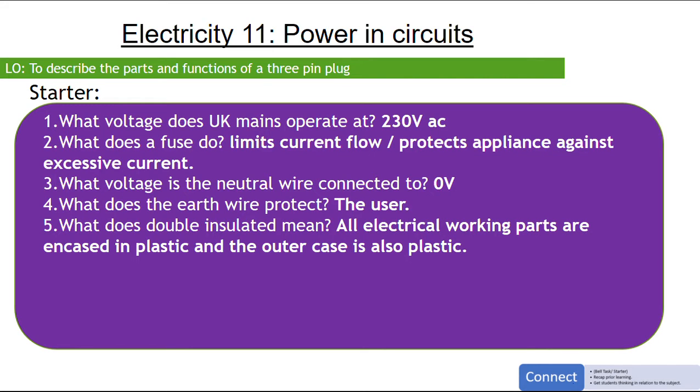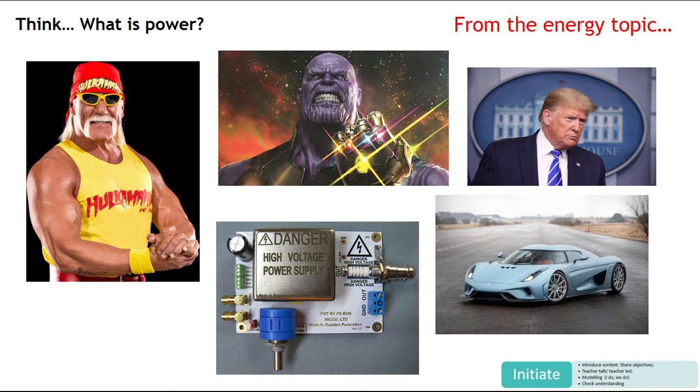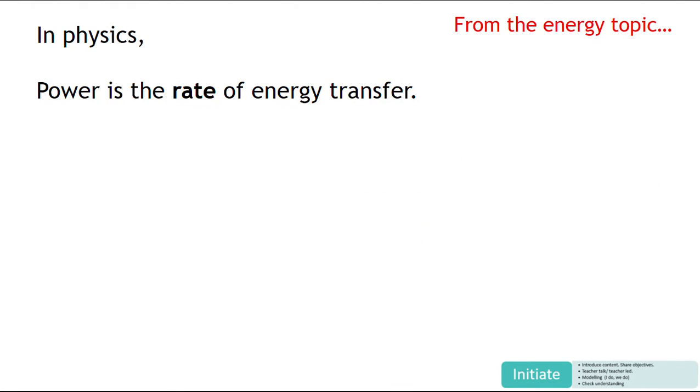areas of physics. So power. Power is from the energy topic, and if you recall, power is all about how fast we can transfer energy. Okay, this is what makes these people powerful, these things powerful. They can transfer energy very quickly, or do stuff very quickly, do work very quickly. Okay. And in physics, power is defined as the rate of energy transfer.